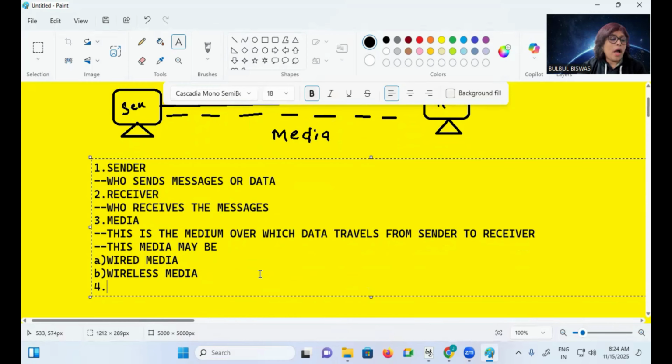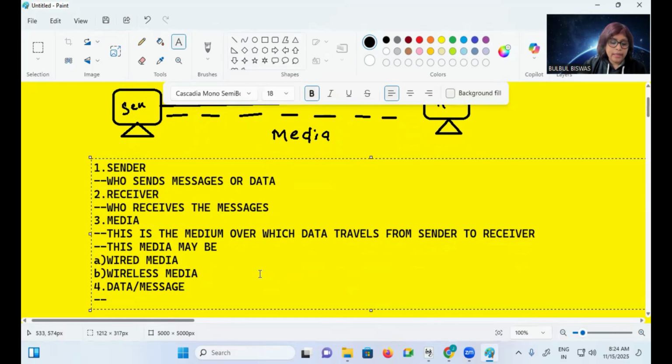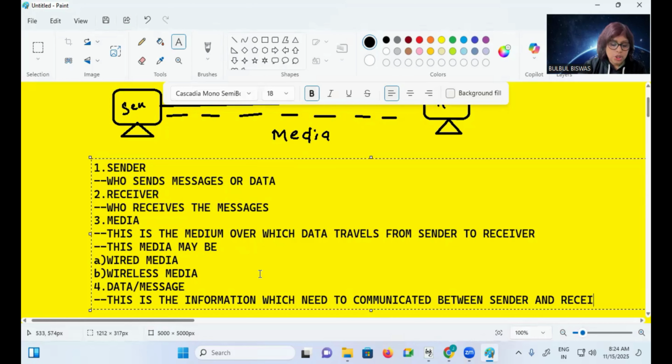Now, the next thing is what we want to transfer. We want to transfer the data, or we can say a message. What is it actually? This is the information which needs to be communicated between sender and receiver. It is for this purpose that the structure, that the network, has been designed.